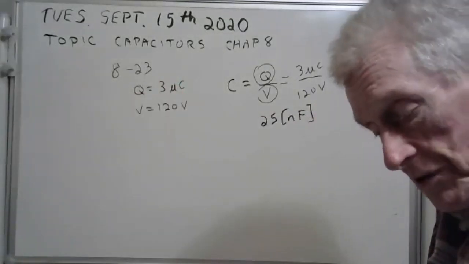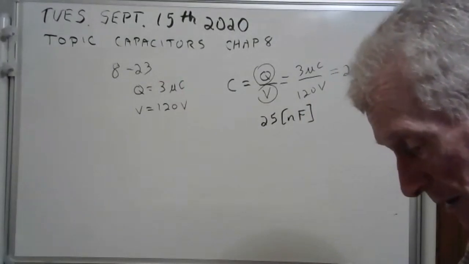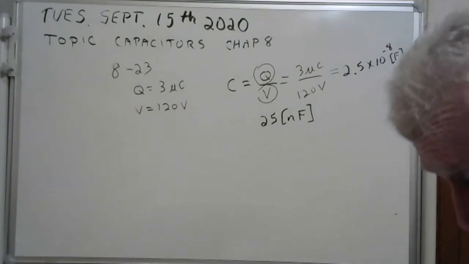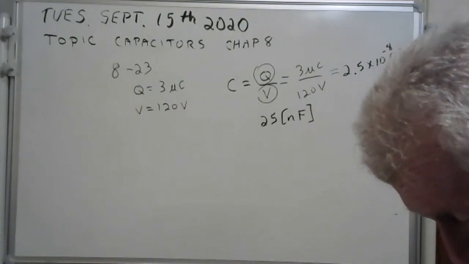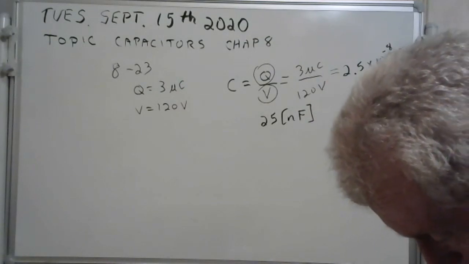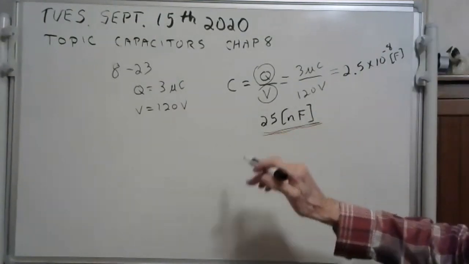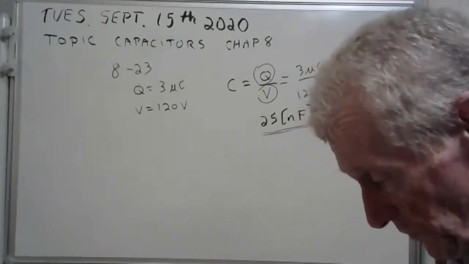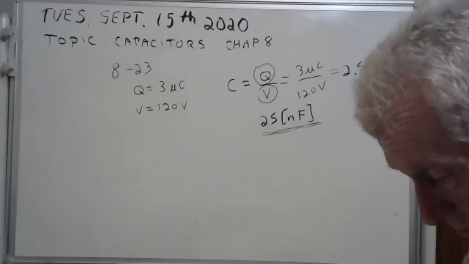Now I bet that's the answer. Let's look up the answer to see how we did. I'm going to go to the back and look up the answer for 823. They said 25 nanofarads. That's what the answer book says. Yay, we did great. Any comments or questions so far? Okay, well, let's do some more.